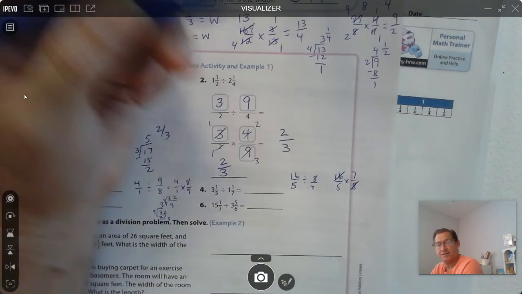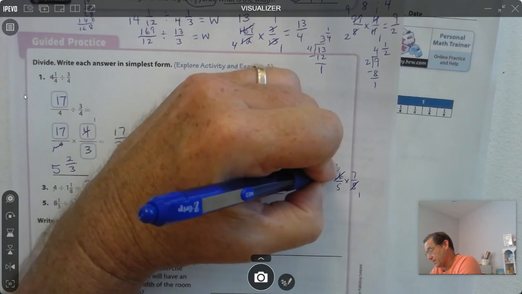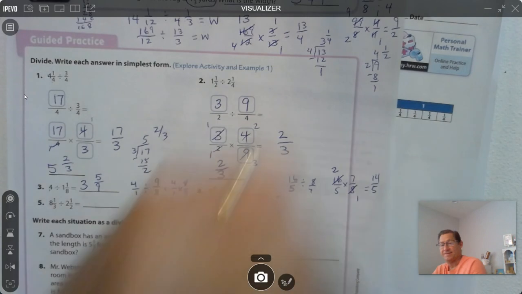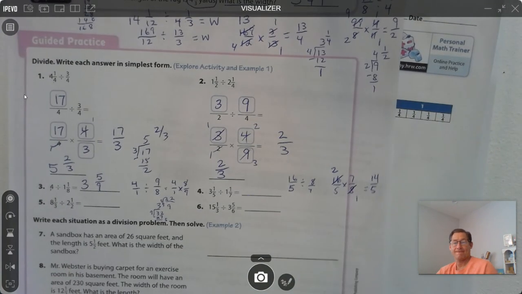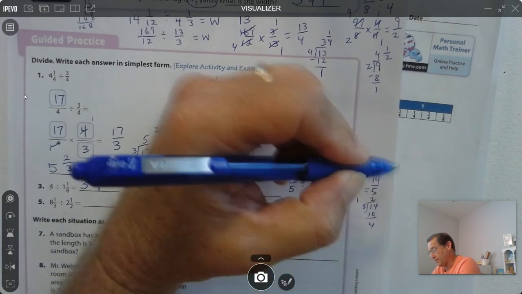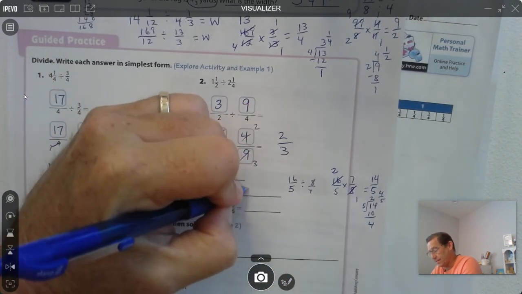Okay, 8 is a common factor of 8 and 16. So divide by 8, and we're left with 14/5. 14 divided by 5, 2, with a remainder of 4. So 2 and 4/5.